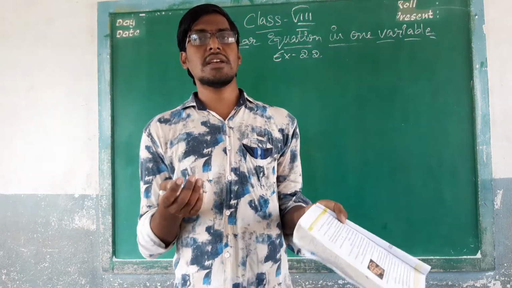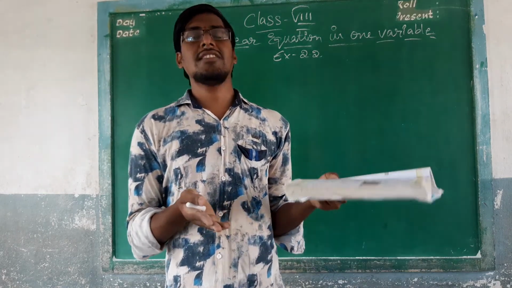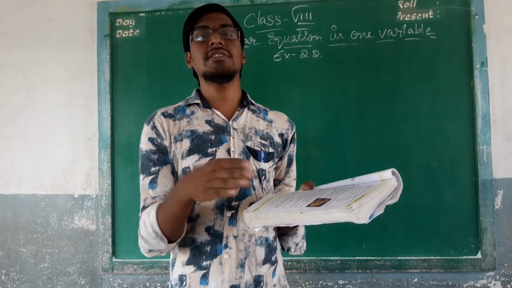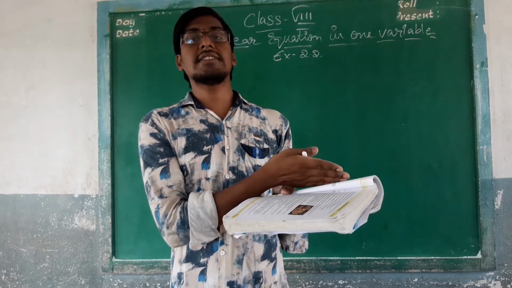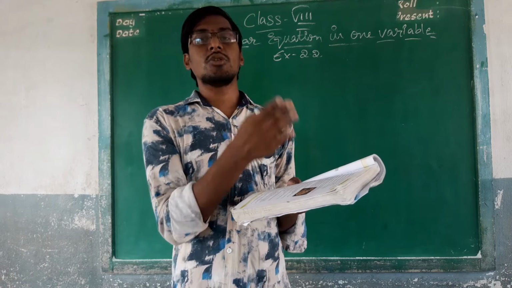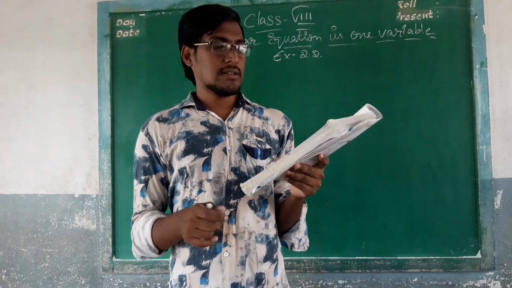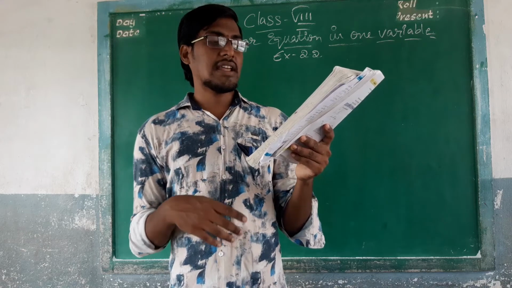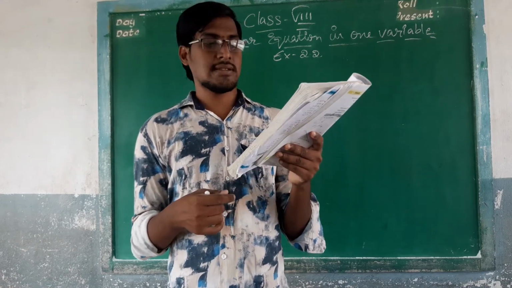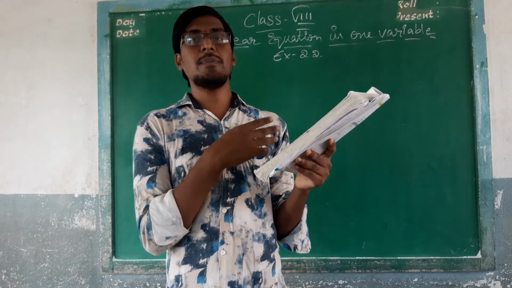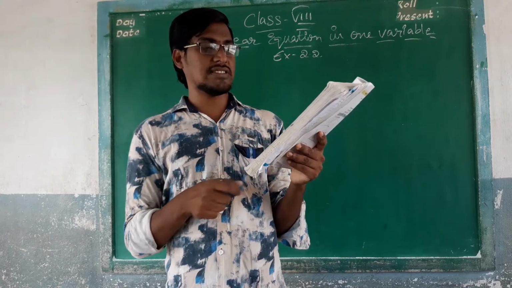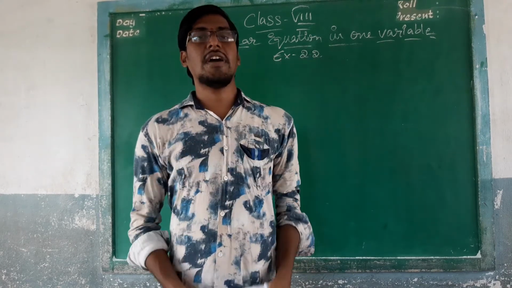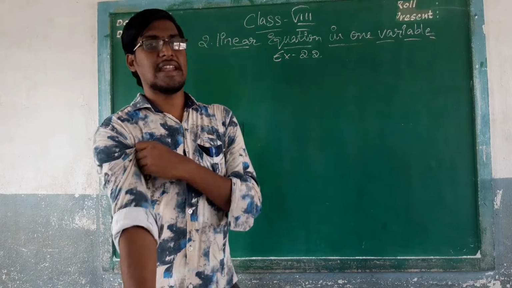Let us take the breadth as x. Then length will become twice the breadth, meaning 2x. And 8 less than twice its breadth means 2x minus 8. The length is 2x minus 8. The perimeter of the rectangular field is given as 56 meters. Then we have to find out the length and breadth.